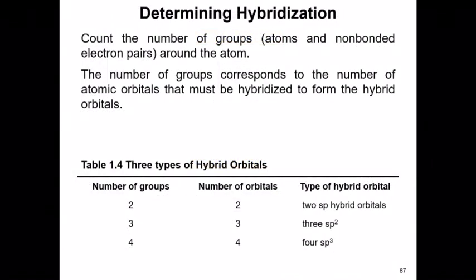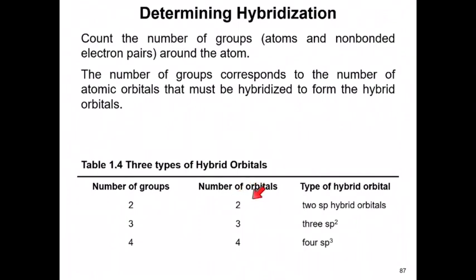Here's an easy way to determine the type of hybrid orbitals that can form, which basically depends on the number of electron groups on the central atom. If the central atom has 2 electron groups, that means that 2 atomic orbitals will be involved in bonding, like for example, s and p orbitals, which would form 2 sp hybrid orbitals, 1 s and 1 p.